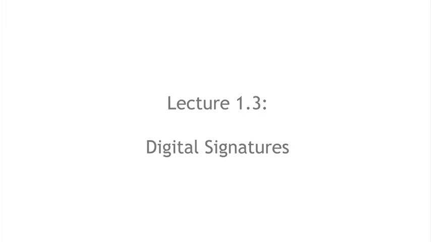In segment 1.3, we're going to talk about digital signatures. This is the second cryptographic primitive along with hash functions that we need as building blocks for the cryptocurrency discussion later on.